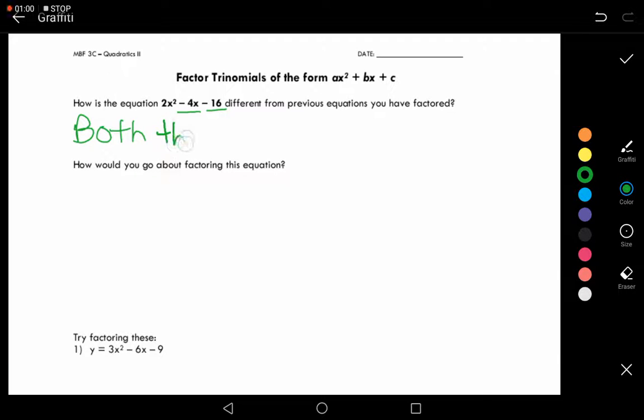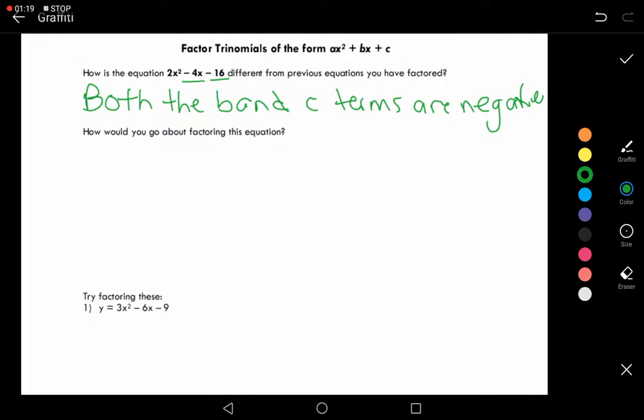So both the b and c terms are negative. So how would we go about factoring this equation? So the first thing that we always have to look for, remember, is common factoring. So that's the very first thing. So first we're going to common factor.